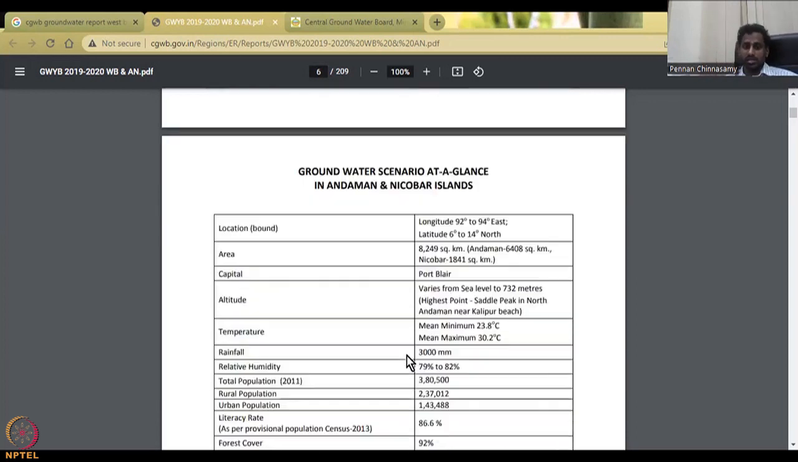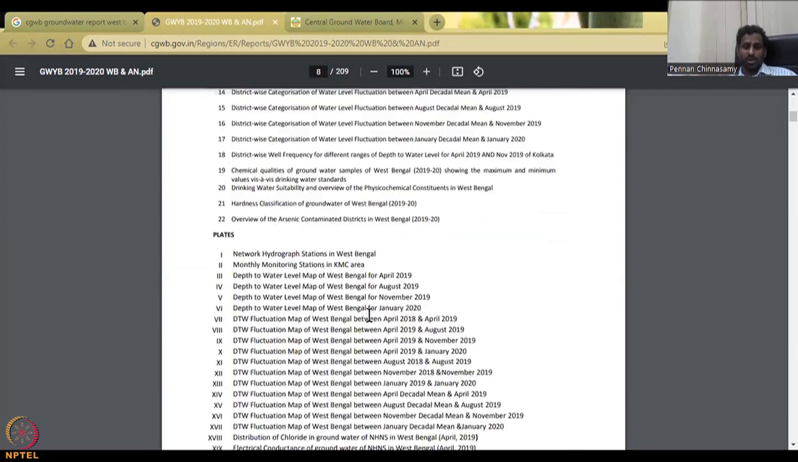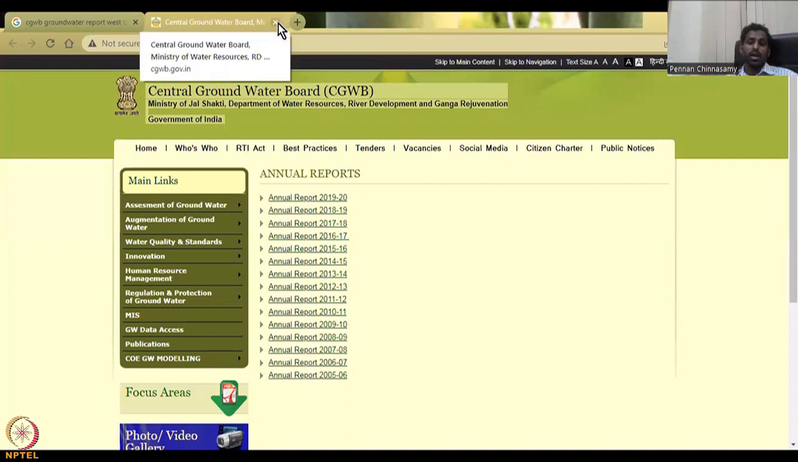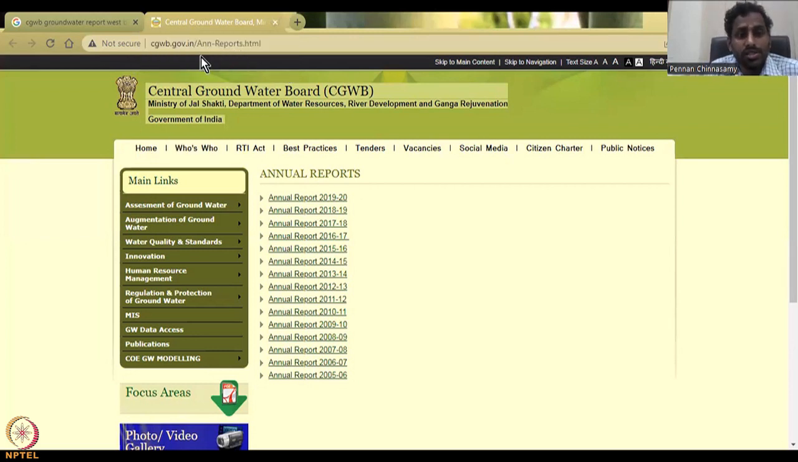That is what this data is showing. And then all the other for Andaman Nicobar also. But again, as I said, let's focus on one national report. And then you would look at the state report for data as and when you need it. Okay. So when you type it, the first thing that comes is CGWB annual reports.